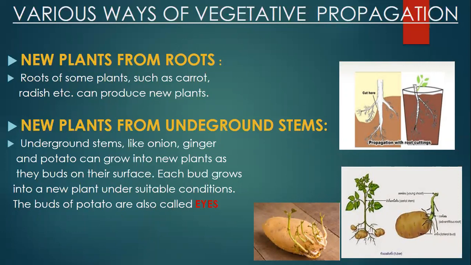Next comes growing new plants from underground stems. Potato, onion, and ginger are underground stems, and we can grow new plants through these stems. These stems have buds, which we also call eyes, on them. And a piece of the stem having an eye can grow into a new plant.